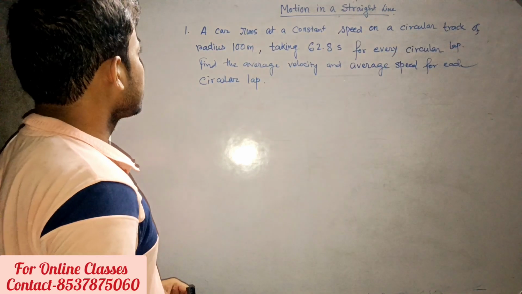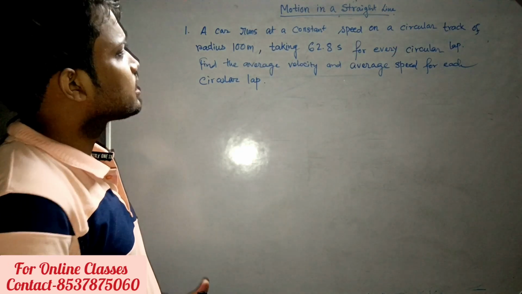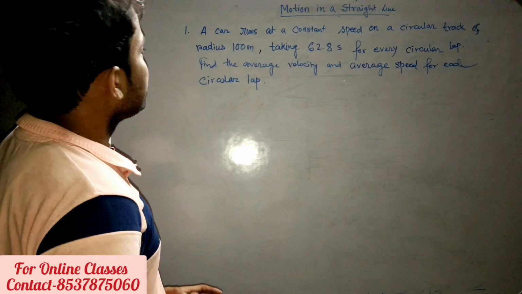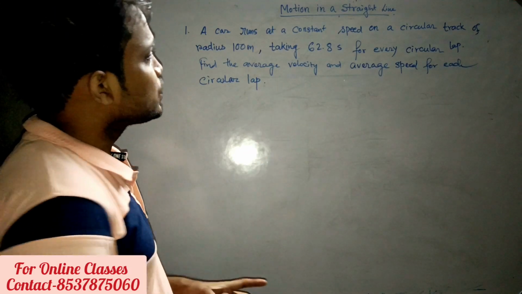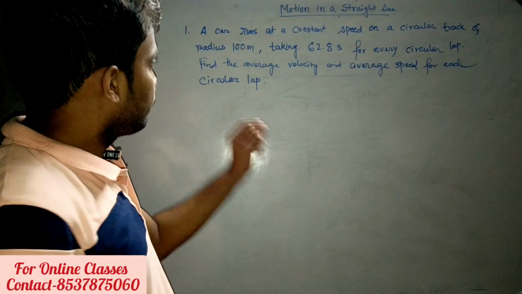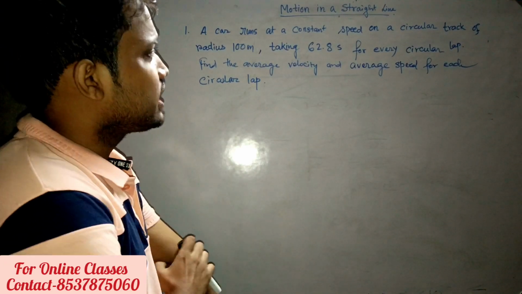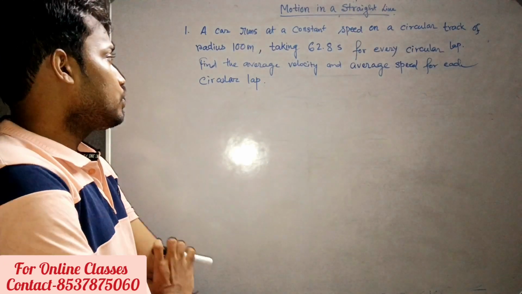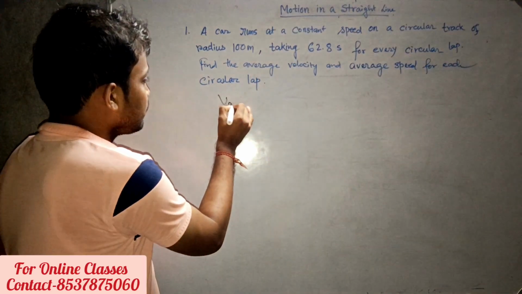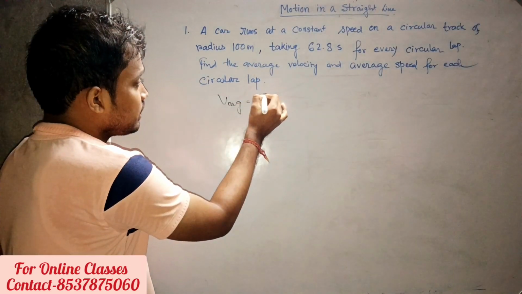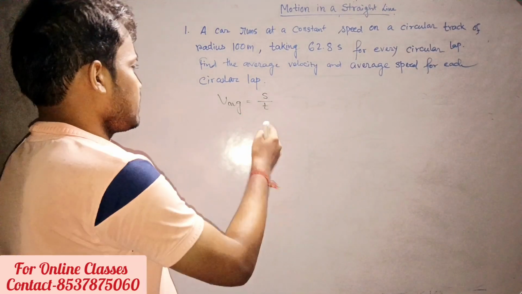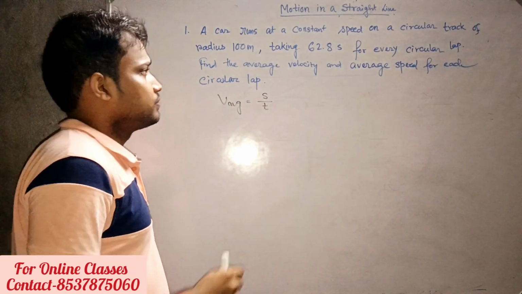First of all, the question is given like this: a car runs at a constant speed on a circular track of radius 100 meter, taking 62.8 seconds for every circular lap. Find the average velocity and the average speed. If you find the average velocity, we have to take the displacement divided by time.